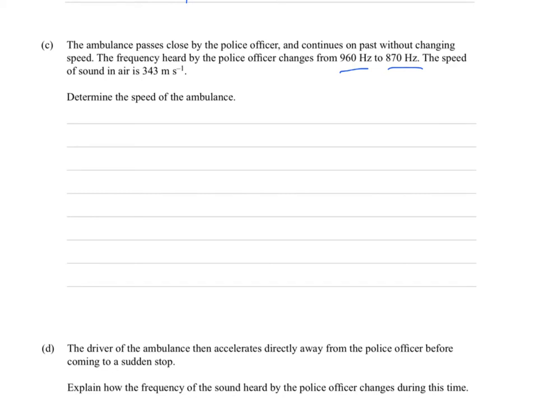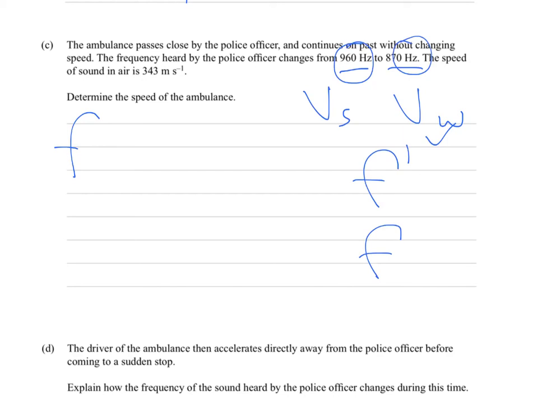Okay, so our equation, we're trying to determine the speed of the ambulance. That's the velocity of the source. We've got the velocity of the wave given to us. We know the adjusted frequency. We don't know the initial frequency. So the adjusted frequency is either that or that, depending which way you choose to use the equation.